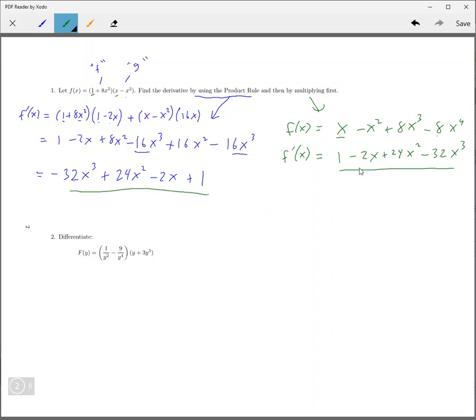In this case, probably multiplying it out was actually easier than using the product rule that we just learned. Okay, so those would be the answers. And do they agree? Yes, they agree. Of course they agree. If you do it correctly, then they're going to agree.